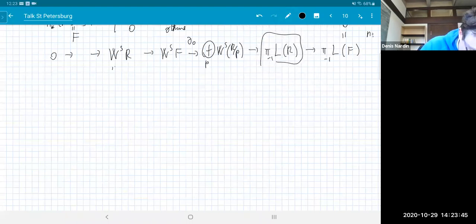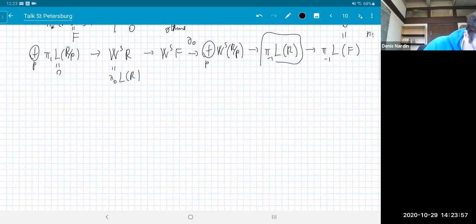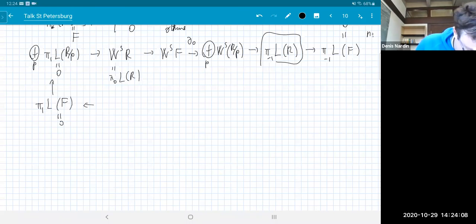So this was π₀ of L of R. And here I have π₁ of L of R mod P, sum over P, which is 0. And this maps to π₁ of L of F, which is again 0. But now something interesting happens.